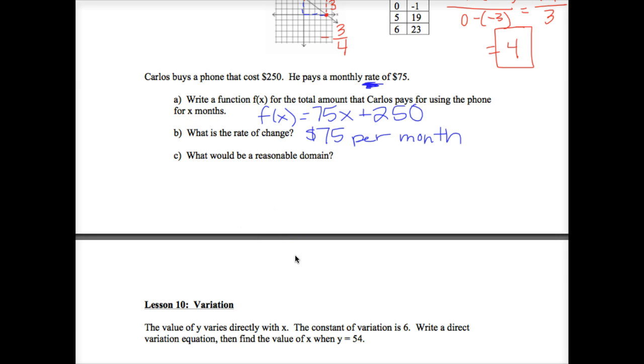Reasonable domain, again, domain is x values. So x stands for number of months. So if you're paying, that is going to have to be bigger than 0. Also, the number of months that you purchase a plan is going to be a whole number. So also whole numbers there.